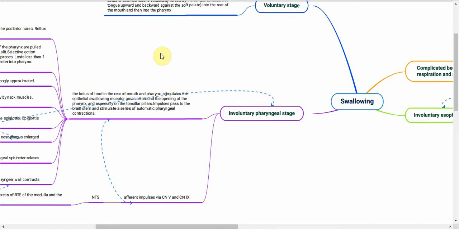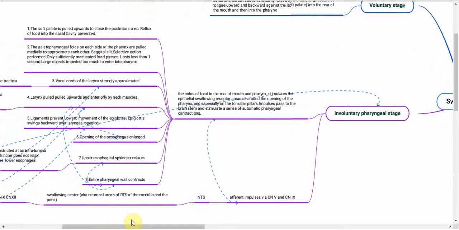contractions. So what exactly happens is that afferent impulses are sent via the sensory fibers of two cranial nerves, cranial nerve 5 and cranial nerve 9. So the trigeminal and the glossopharyngeal. You can see this path, right? And the impulses are sent to the sensory nucleus in the brainstem known as the nucleus tractus solitarius.